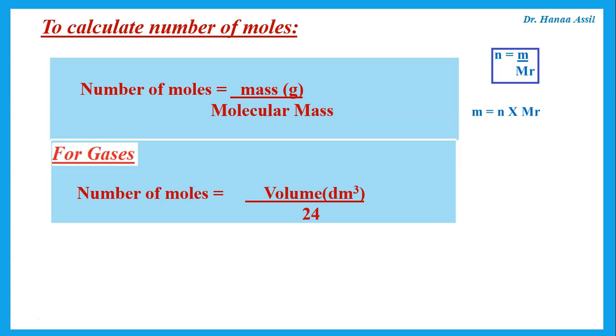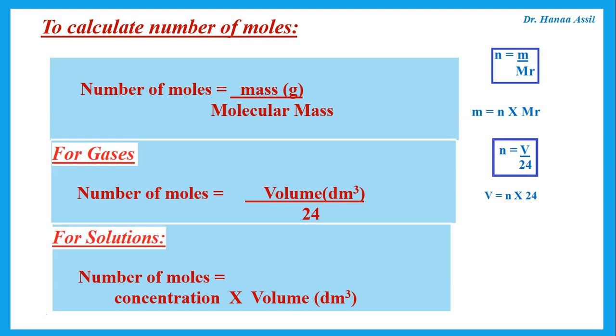Now, if we're talking about gases, number of moles is the volume over 24. This is at room temperature and pressure, or RTP. So when it says RTP, I can use number of moles is volume over 24. Remember, the volume has to be in decimeter cubed. If we are given the volume in centimeter cubed, you need to divide by 1,000. So number of moles is volume over 24 for gases. And if we're required to get the volume, then the volume is number of moles times 24.